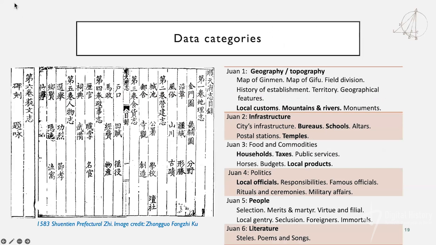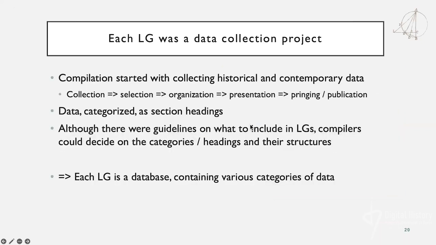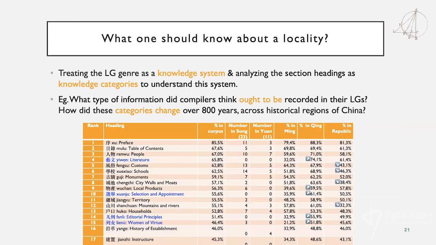Okay, so I showed this page already, but here I want to emphasize that the local gazetteers collect local data with certain categories. These are the categories, and they appear as section headings or chapter headings. Each local gazetteer is actually a data collection project, and it's already a database. They organize the data within certain and consistent categories.